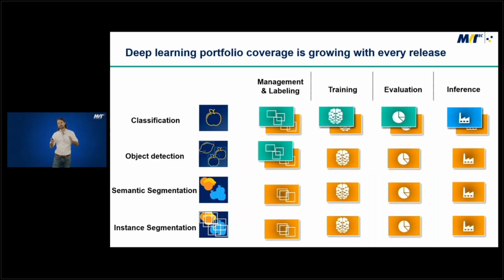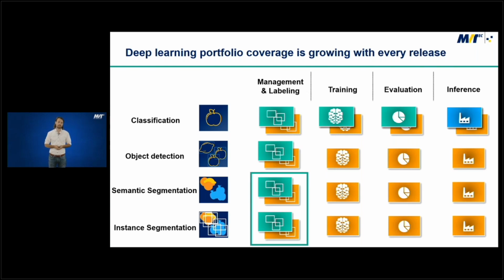So here you can see the deep learning portfolio coverage of our different products. As you can see, everything is covered by HALCON, of course. Classification is covered by deep learning tool and MERLIC, so the whole workflow is covered. And object detection labeling has been covered by the deep learning tool for quite some time now. And now what we added with this and the last release is the labeling for segmentation. And this includes the instance segmentation that Mario just introduced to us.